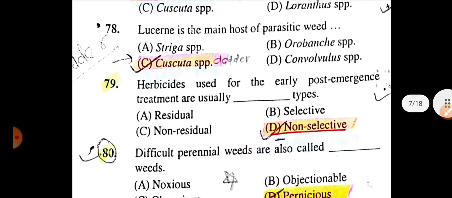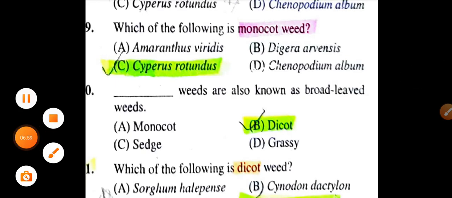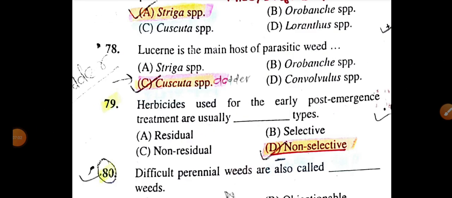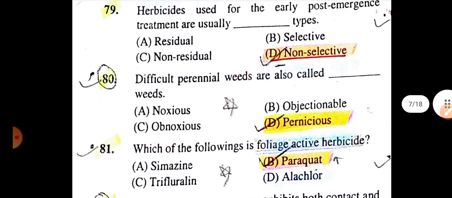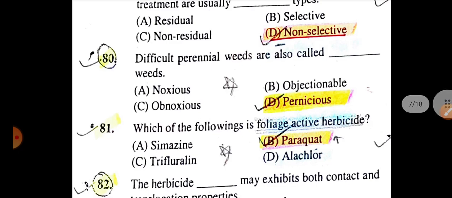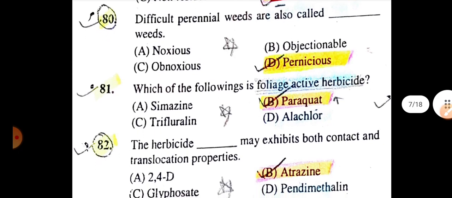Lucerne is the main host for the parasitic weed Cuscuta, dodder. Herbicides used for early post-emergence treatment are usually non-selective. Difficult perennial weeds are also known as pernicious weeds.